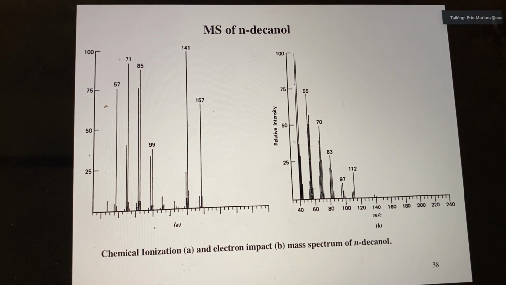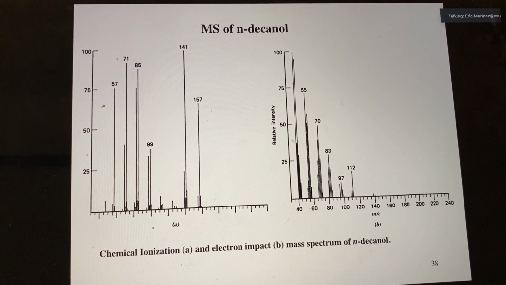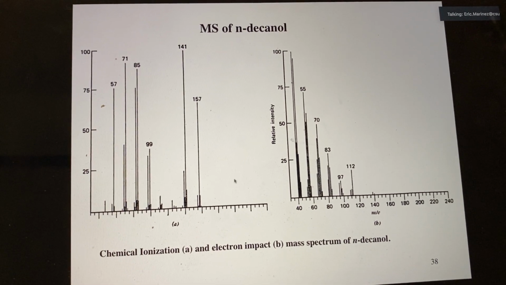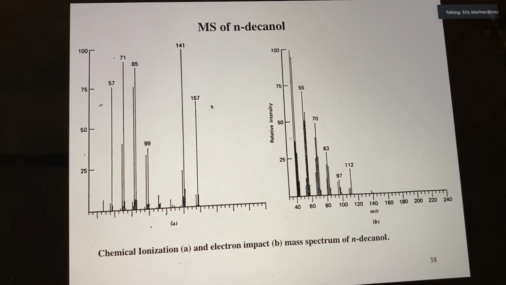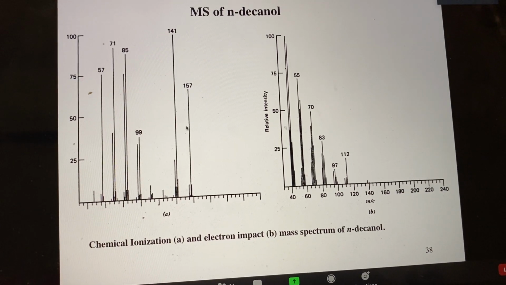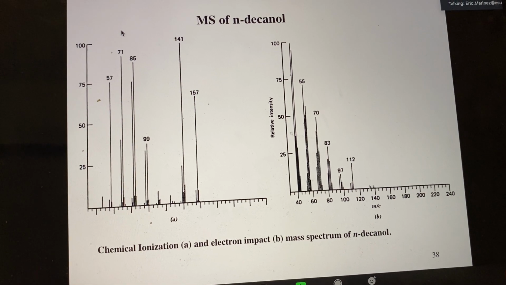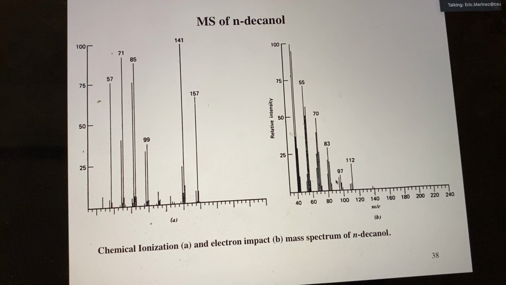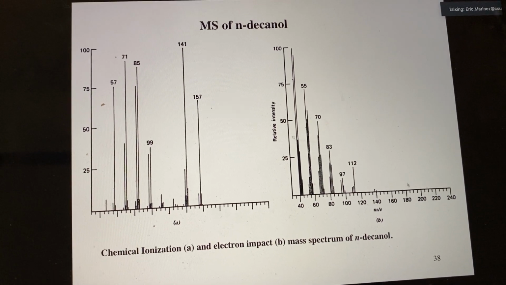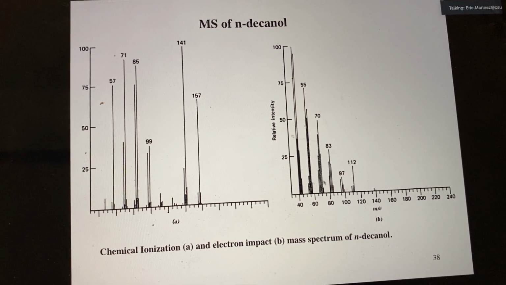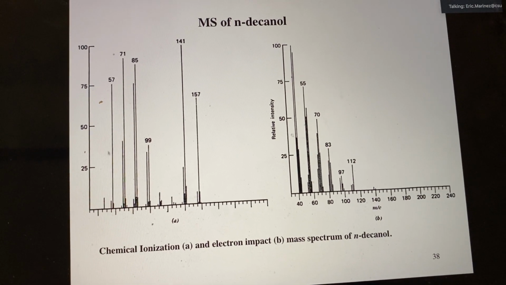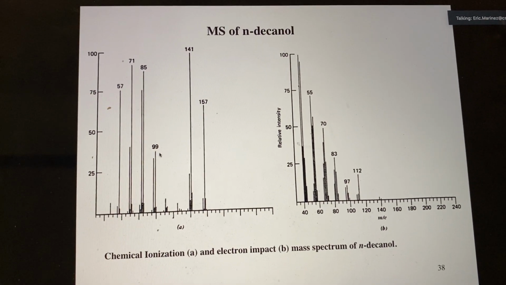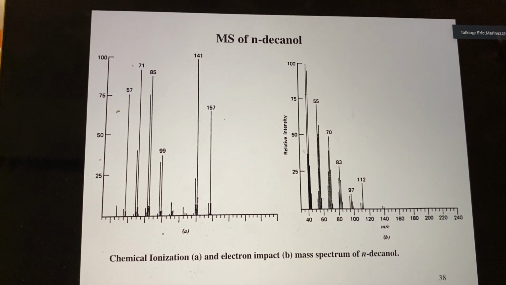This is the difference in the MS of N-decanol. Here is the chemical ionization spectrum versus the electron impact ionization spectrum. Here you can see a very large peak, while over here at 157 and 141, I see nothing. With N-decanol using electron impact ionization, most of it fragments too fast to see the molecular mass. While using chemical ionization, I can see it, and the mass is 1 unit higher. So again, I just want you to recognize there are distinct differences.